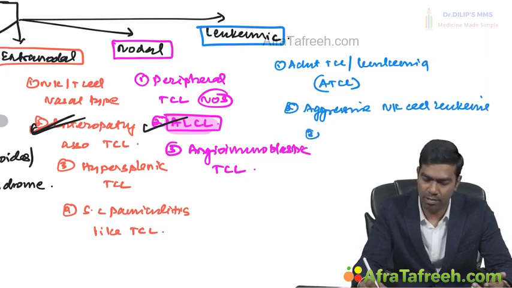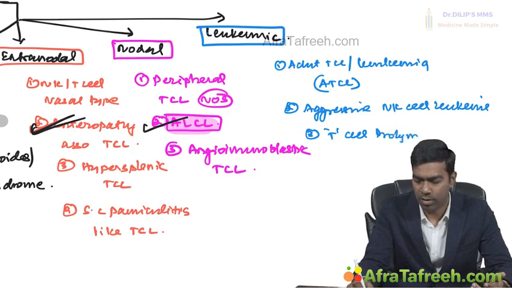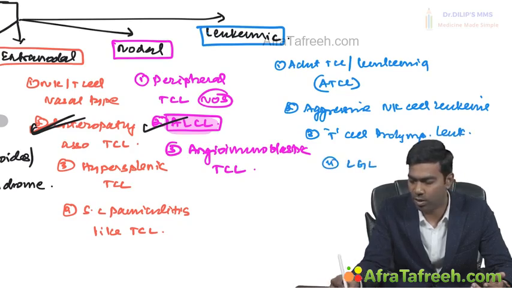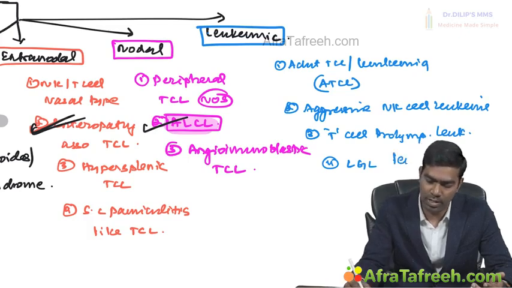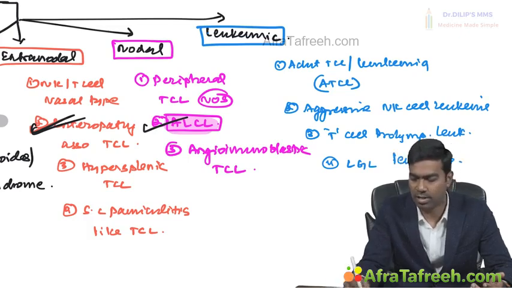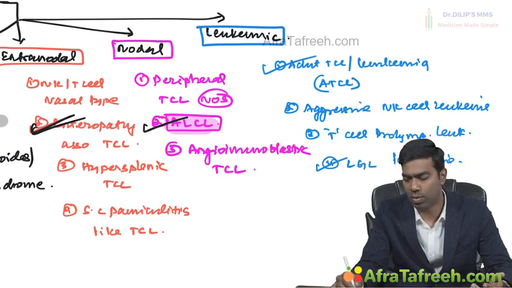Then finally you have T cell pro-lymphocytic leukemia. Then finally you have something called large granular lymphocytic leukemia, otherwise called as LGL syndrome, large granular lymphocytic leukemia or LGL leukemia. So these two are more important here.